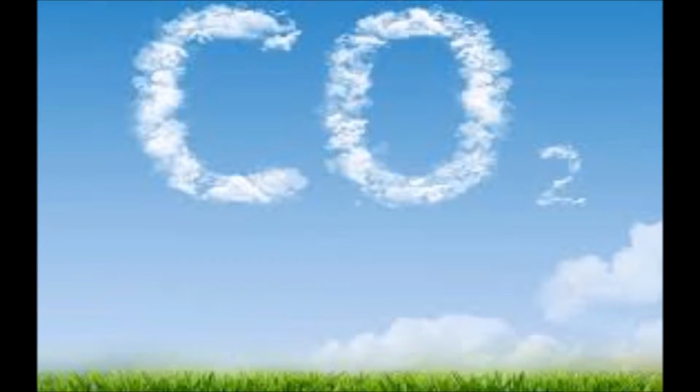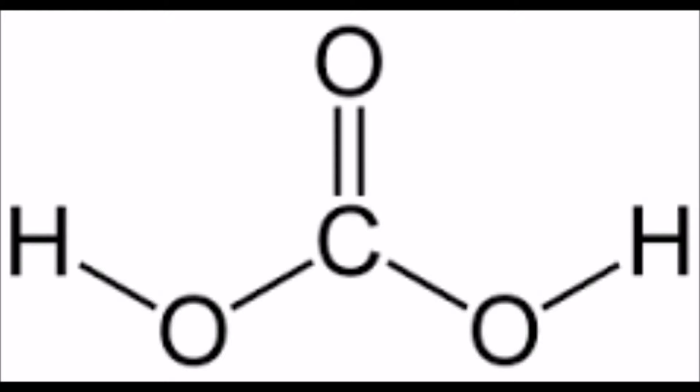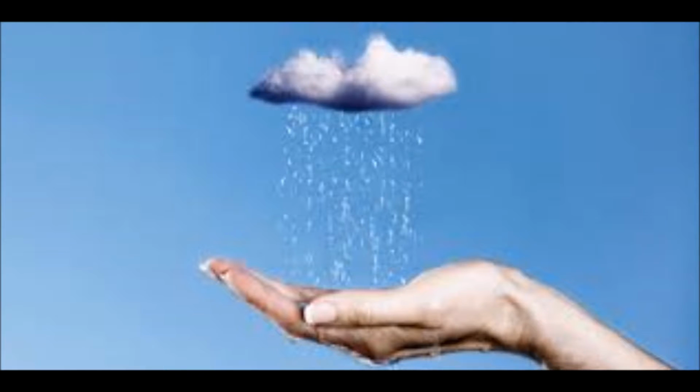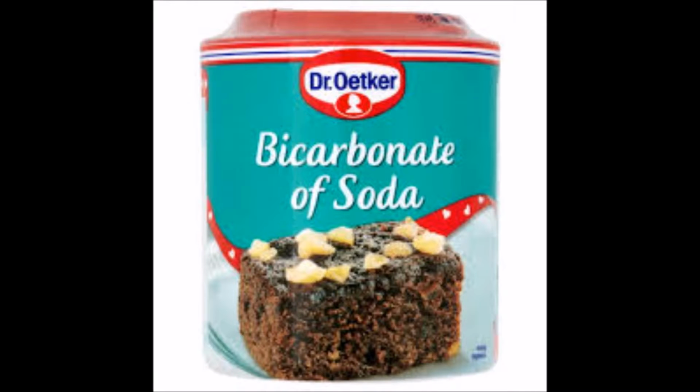The chemical equation of acid rain begins with CO2 and H2O yielding H2CO3. Now what that means is that carbon dioxide in the air dissolves into rainwater to yield carbonic acid. Carbonic acid then decomposes into hydrogen ions and HCO3, which is bicarbonate.